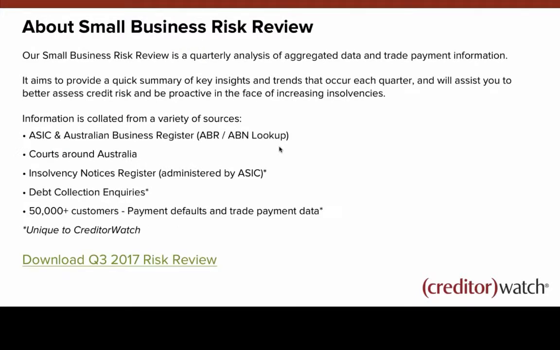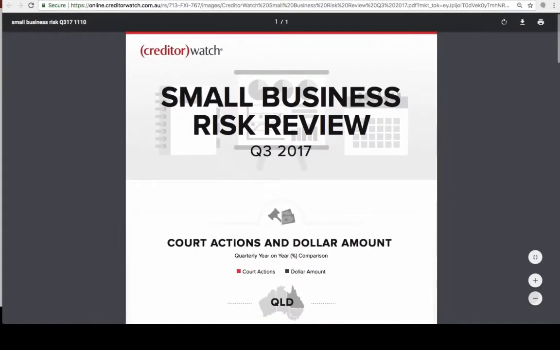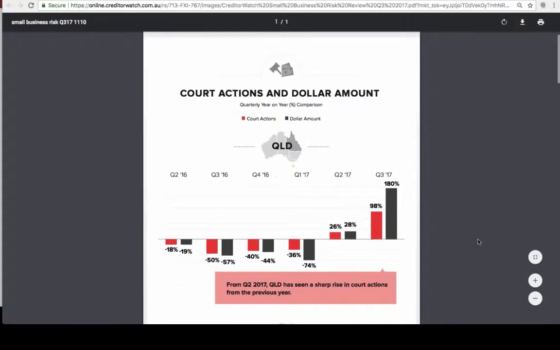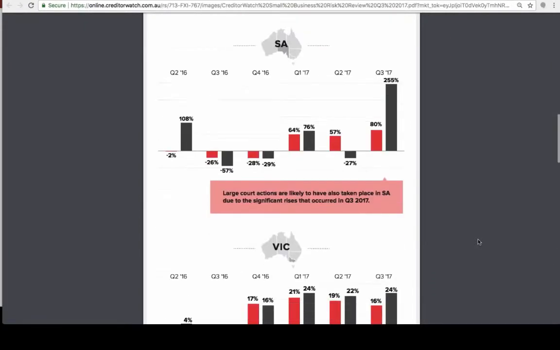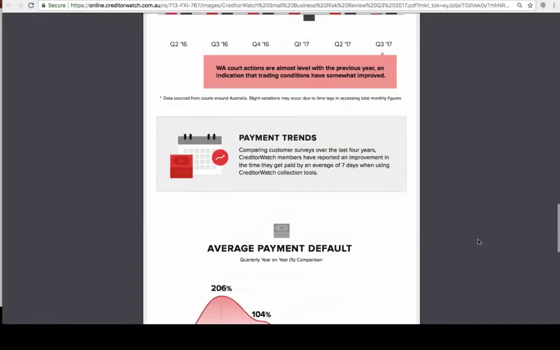So the quarterly small business risk review that we run, it's looking at and aggregating data from a whole bunch of different sources, both public, private, our own customers, and it includes information on payment defaults, court actions, trade payment information. How are people paying their bills? What can you expect from doing business in a certain state? Has there been an increase in the number of court actions happening lately, et cetera. So we pull that all together and we provide what we call a risk review. It's a PDF infographic that you can download and go through and see hopefully some helpful insights for you, depending on what you're interested in looking at and where you might be based.